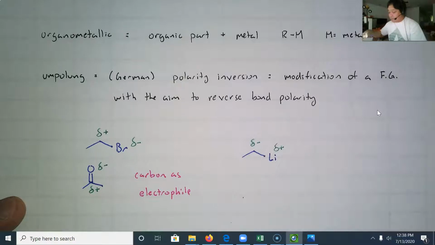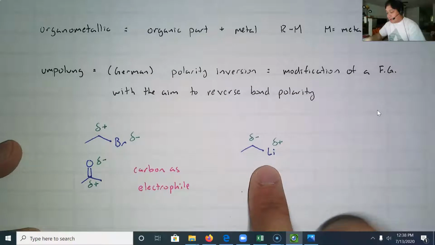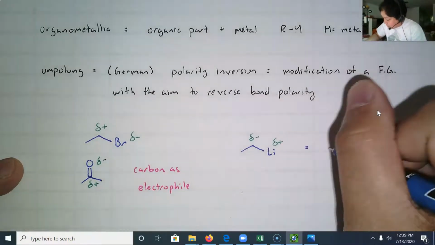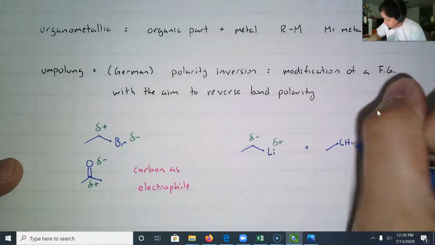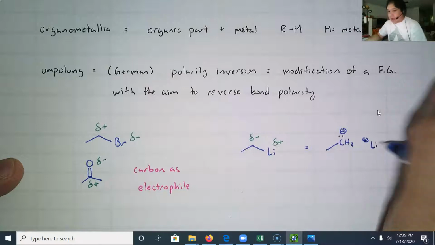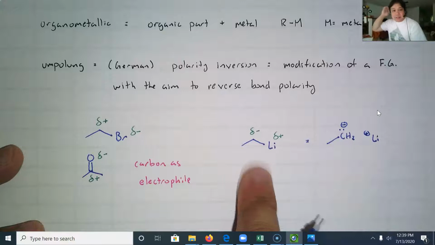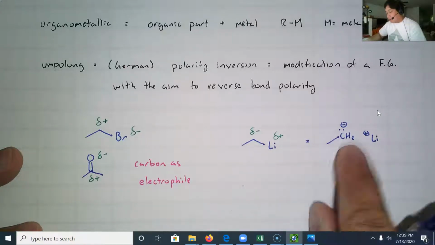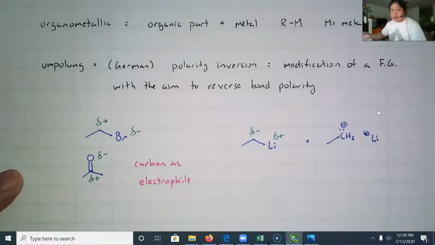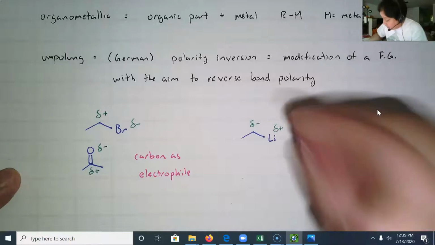Now, the thing is, there are two ways to think about this molecule. When you have a metal that is very electropositive, you could also think of it as this. And when you draw the mechanism, I typically use the bond, but you're also allowed, if you draw it in this fashion, you're allowed to use a lone pair. Because what is carbon acting like now? Carbon is the electron rich. Carbon is the nucleophile.